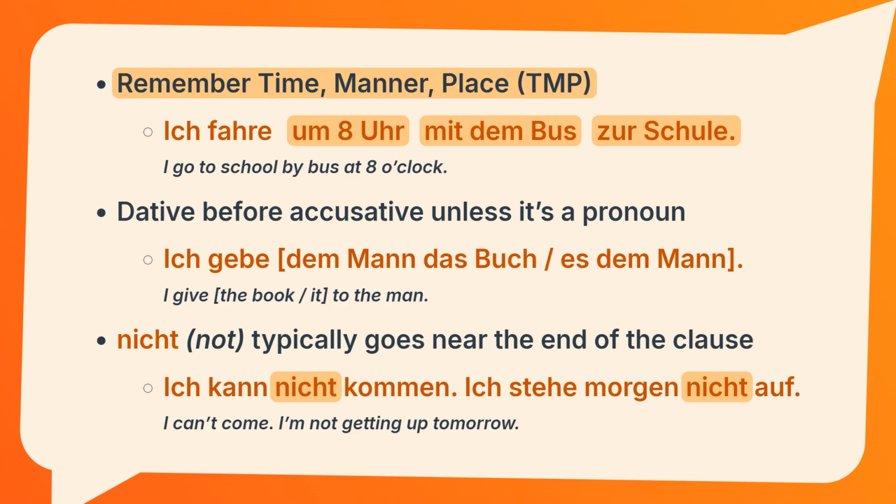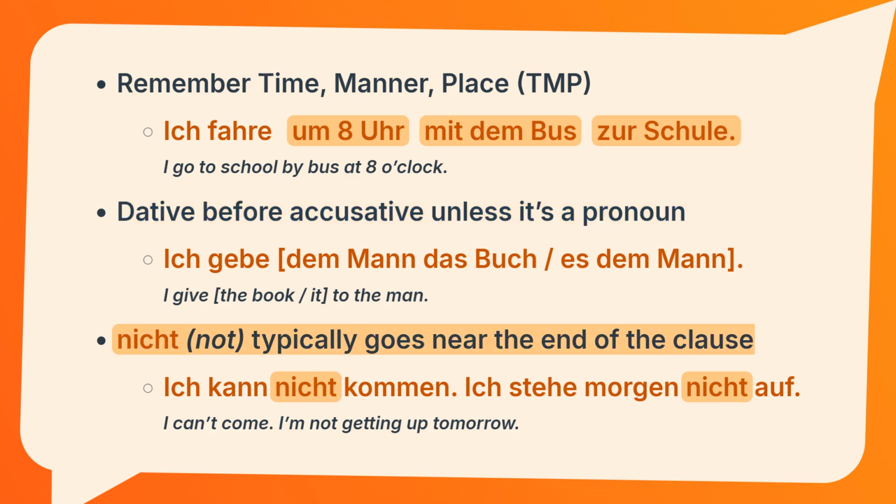the school. Secondly, the dative, which is the indirect object, goes before the accusative, the direct object. To find out more about the dative and accusative, check out the video on the channel about the 4 German cases. But let's look at an example. Ich gebe dem Mann das Buch. I give the book to the man. The dative or indirect object, the man, came before the direct object, the book. However, if we decide to use a pronoun like it, this typically goes first. Ich gebe es dem Mann.